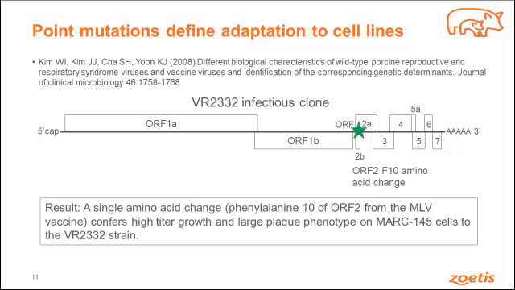And so what KJ Yoon's lab did was to put in that one amino acid change in this infectious clone, and suddenly it grows better to a higher titer and with a large plaque phenotype. So this is a very straightforward example of how a single amino acid change, you can test that to confirm it has the phenotype that you think it might have.